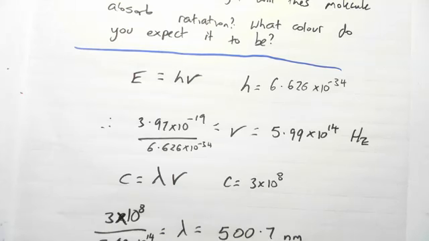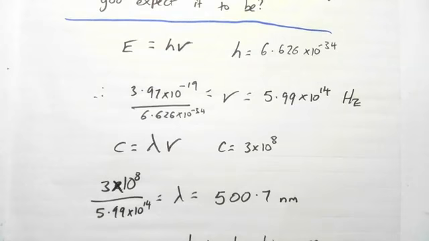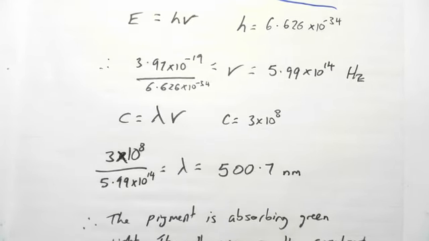So any calculation where you're putting it in terms of visible light spectra, you might want to go to nanometers. It's just a bit easier that way. And then the pigment is, so what color is 500.7 nanometers? Well, if you look it up, it's in the green part of the spectrum. It's sort of on the edge of the green-blue part, but it's more green than blue.